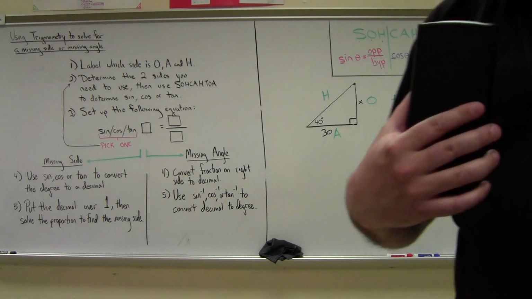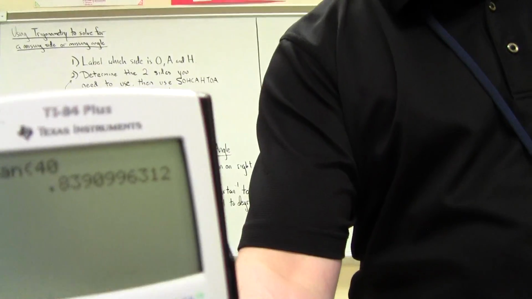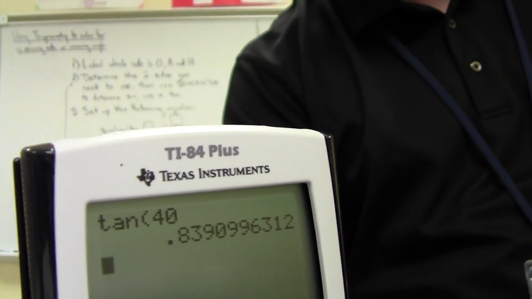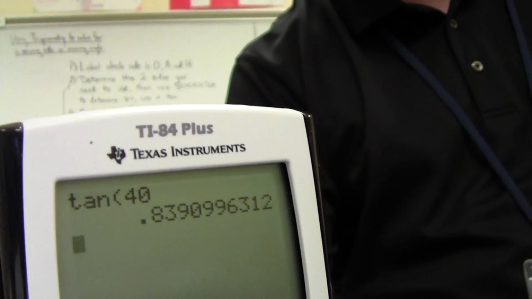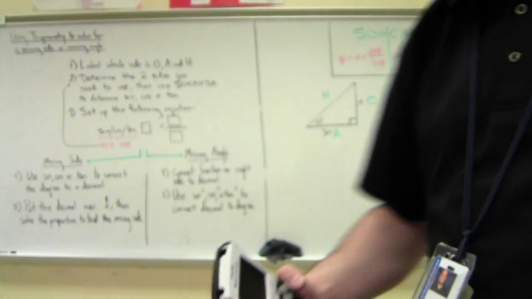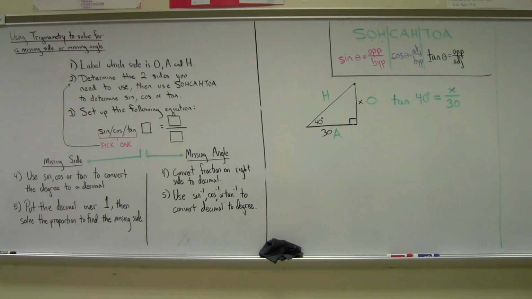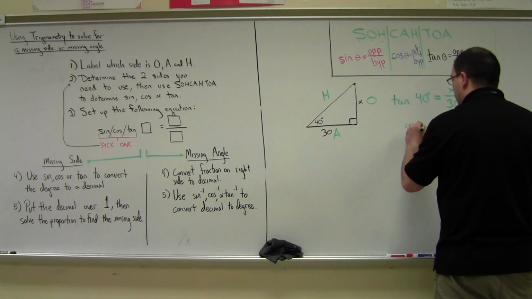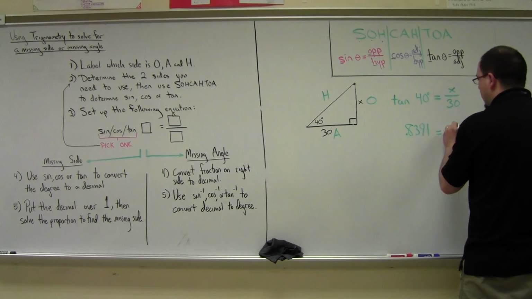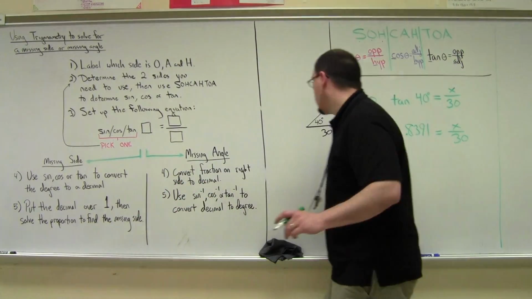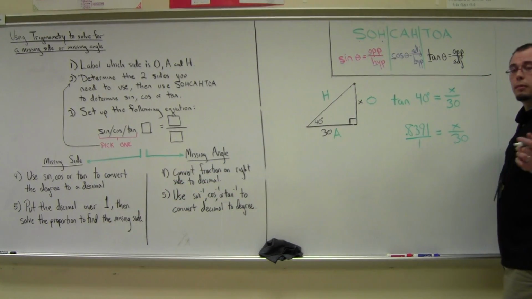All right, hopefully that's enough time, and hopefully you received this as your answer, 0.83909963112. Again, we'll just round, so we'll do 0.8391. That'll be fine for us. So we're going to take the tangent of 40 degrees, and we know that that's 0.8391, and that's going to equal x over 30. Our final step, put the decimal over 1, cross multiply.